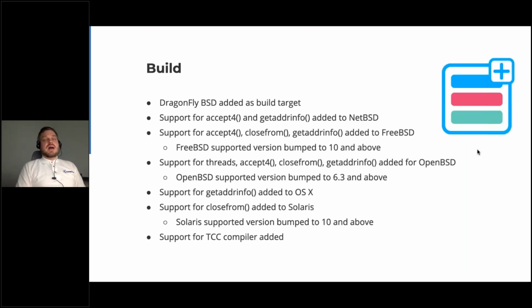Many changes have happened to improve cross-OS support. So Dragonfly BSD was added as a build target. FreeBSD, NetBSD, and OpenBSD have been expanded to support various build parameters, most specifically for those mentioned, except for and get adder info are now supported, and each of their respective versions have also been bumped. The support for Solaris has its version bumped to 10, and also we've added support for the TCP compiler.